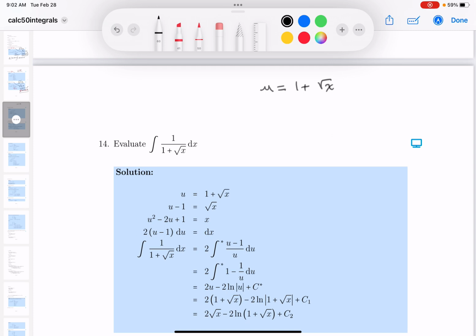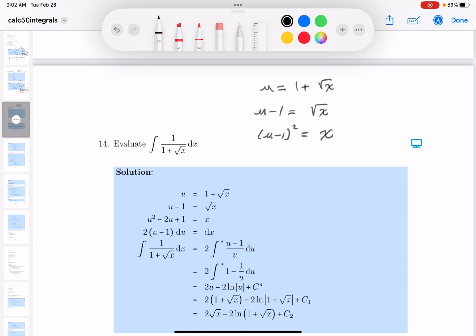So what I'm going to do is I'll manipulate a little bit, and I'll write down u minus 1. Oops, sorry about that. So u minus 1 would equal the root of x. And certainly what I'm going to do now is I'm going to square both sides. And what do you get? U minus 1 squared is equal to x.